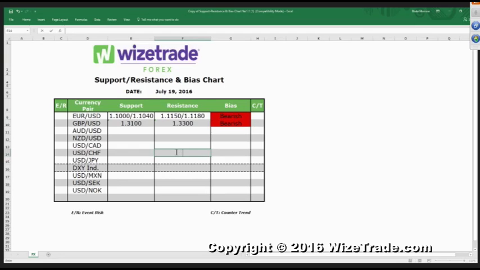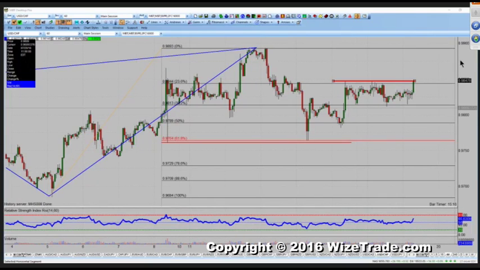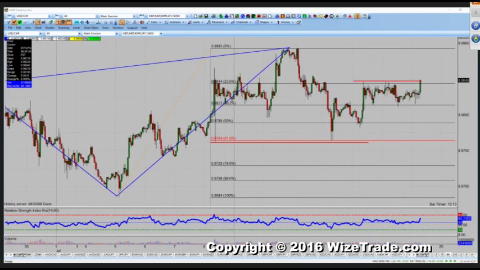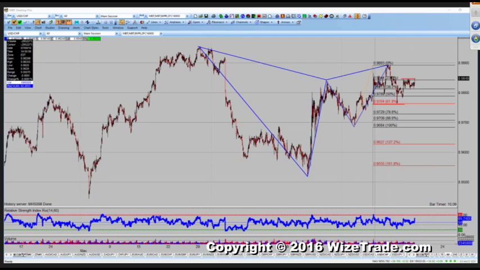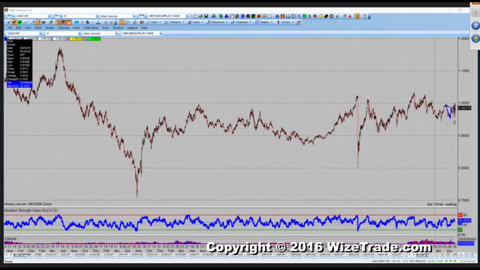0.9900. That is the big resistance. That's the big kahuna, the big one, because we had this Gartley pattern, and if we break above 99 cents, it's going to be a big, massive breakout, in my opinion.